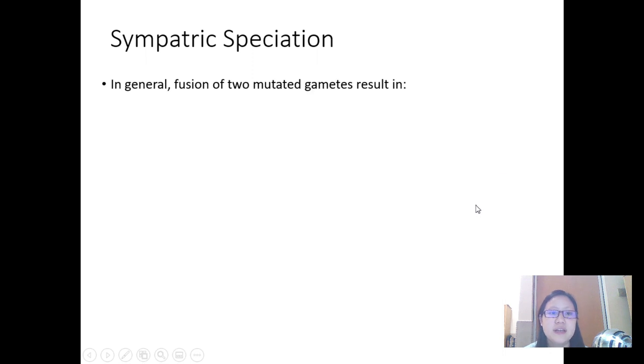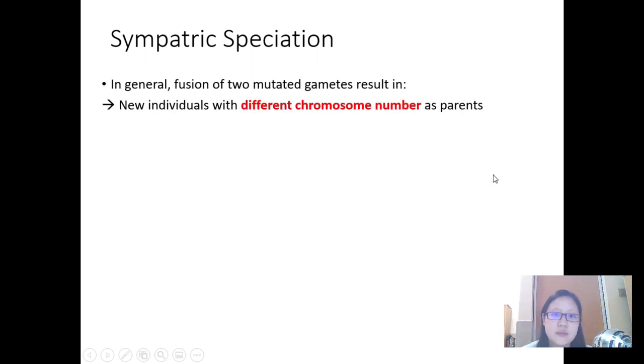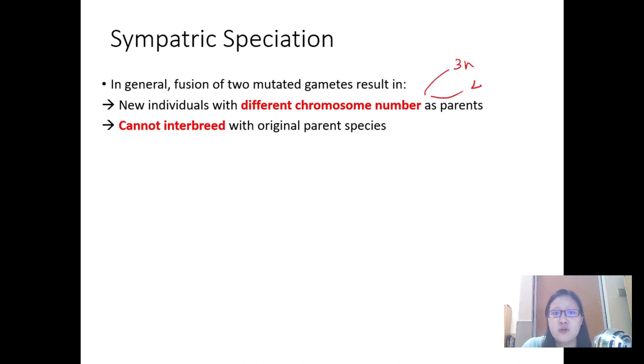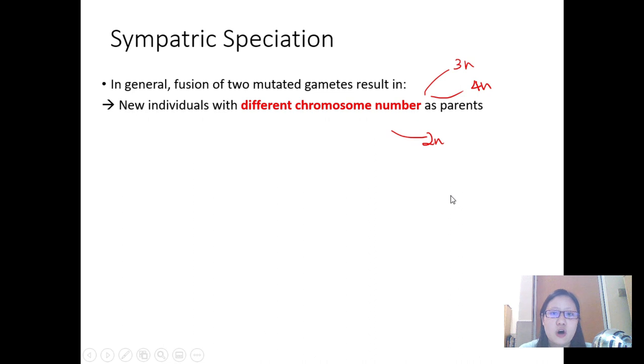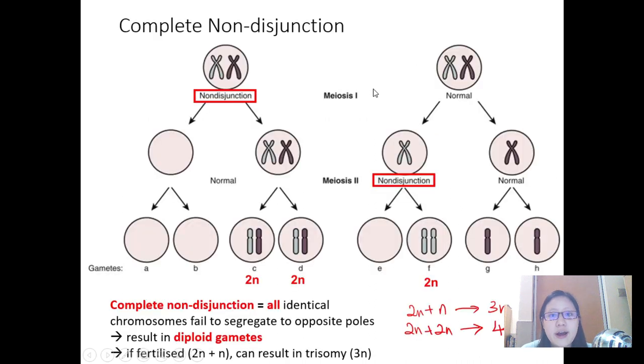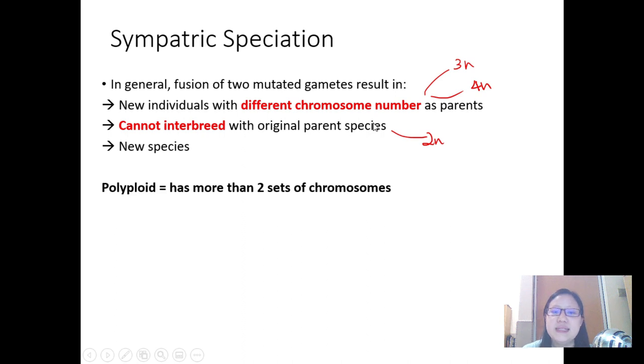So that brings us to our idea of sympatric speciation. So in general, fusion of two mutated gametes results in new individuals with a different chromosome number from the parents. And therefore, this new chromosome number, whether it's 3N or 4N, cannot interbreed with its original parent species, which is 2N. But it may be able to interbreed to produce other organisms. This therefore is considered a new species. Of course, polyploidy, this occurrence of complete non-disjunction, is very rare, so it doesn't happen all the time. It happens sometimes, and sometimes is enough to make new species.